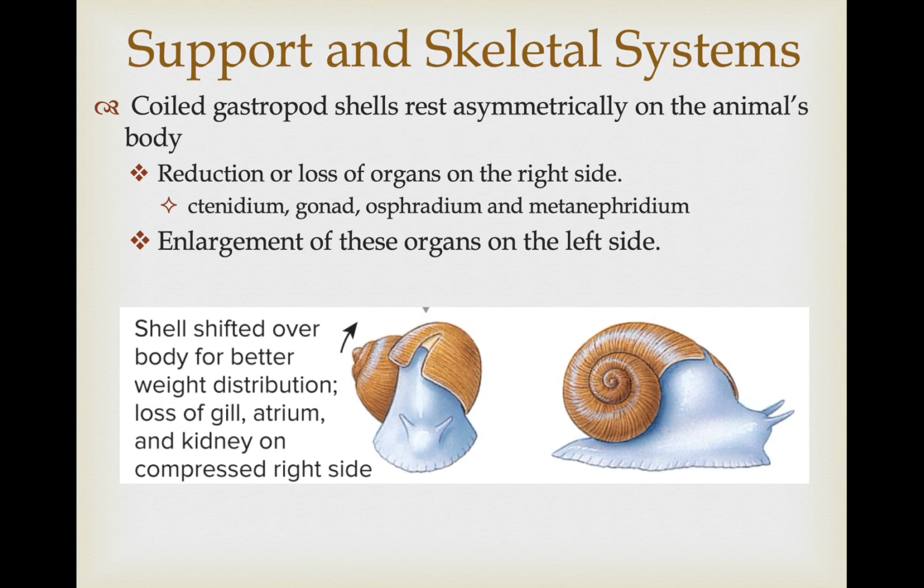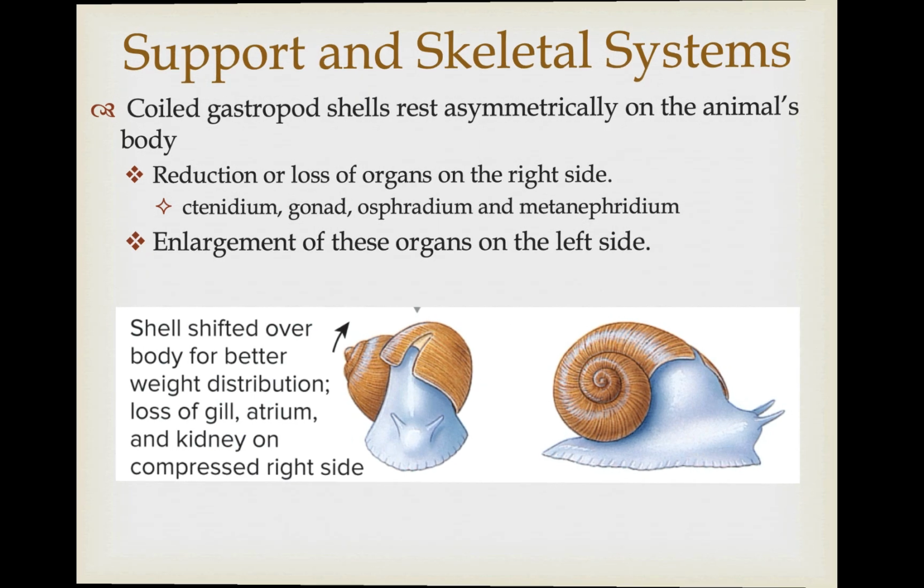As I mentioned, a lot of the gastropod shells are coiled, and they actually rest asymmetrically on the animal's body. It's kind of like they're carrying a backpack and humping it up on one side of their body. This actually leads to a reduction or a loss of the organs on the right side of their body. So they only have one ctenidium, a gonad, the osphradium, that sensory structure, and the metanephridium, the excretory structure. These are on the left side only, and they're actually enlarged compared to other mollusks that have paired ones, where those duties are shared between the paired organs.